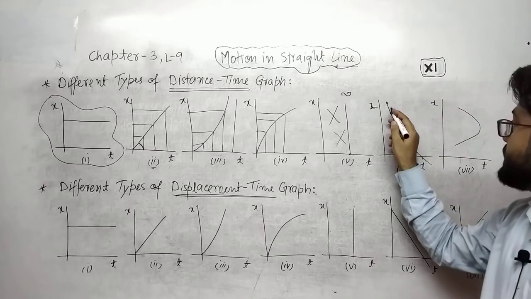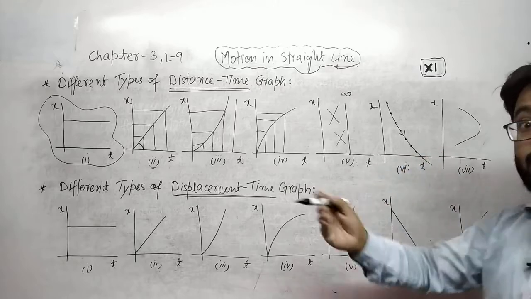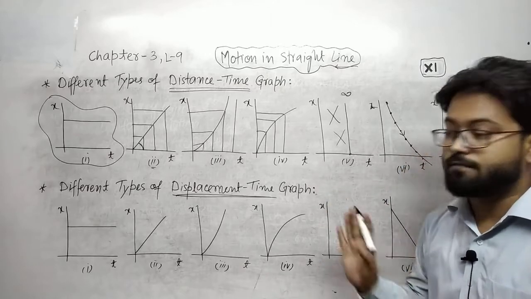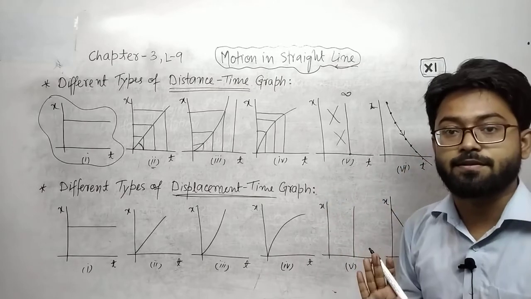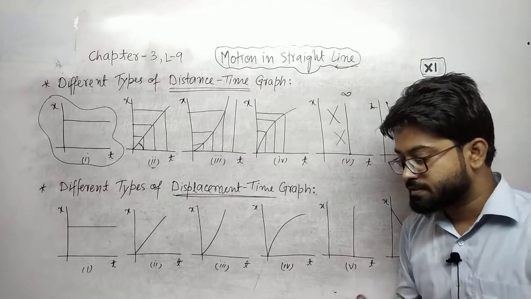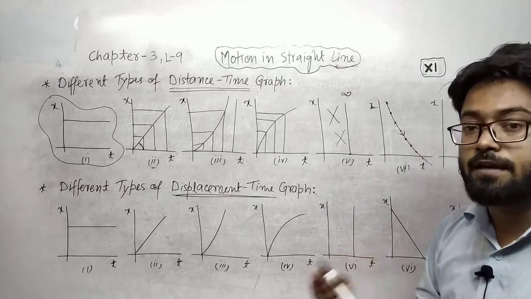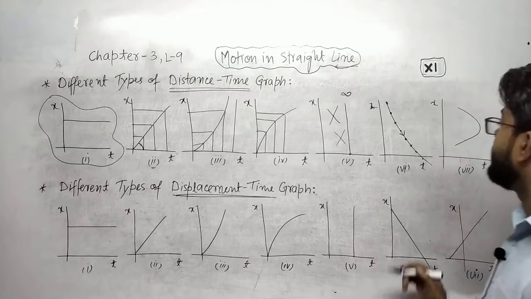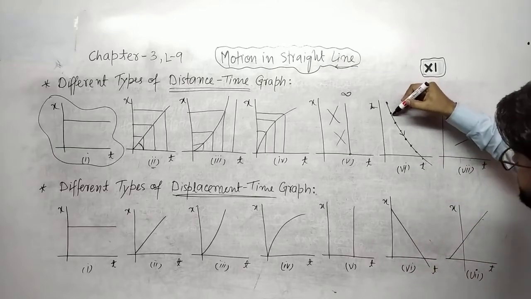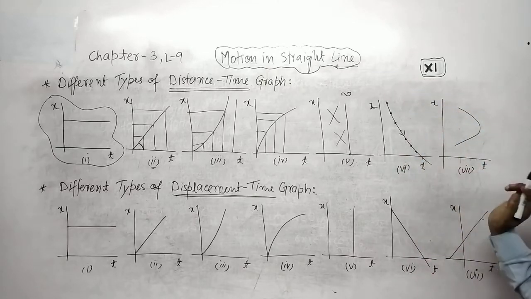The distance is decreasing. Distance will never decrease. Displacement may decrease. Okay, distance will always increase. Here the graph shows that distance is decreasing, time is increasing, no problem.